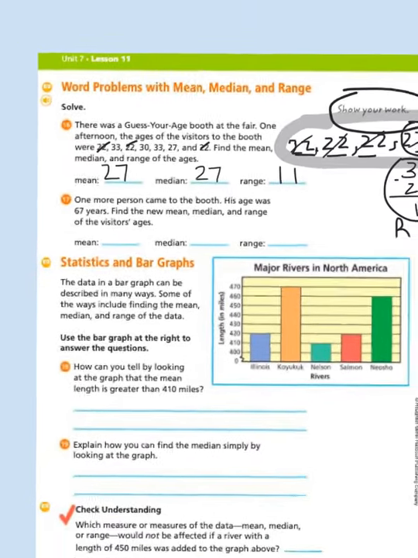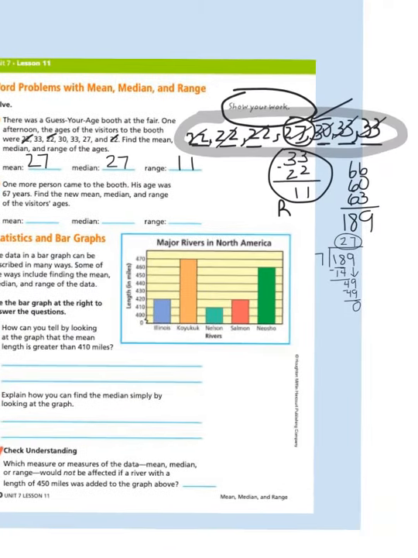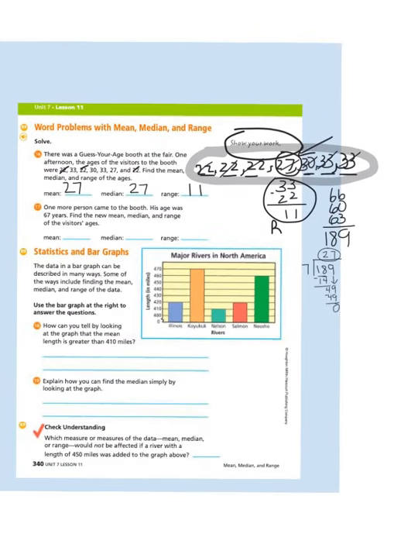So range, remember, the highest minus the lowest, and median is the middle number, and then mean is when you add them all up, and then you divide by the total number of addends, or the numbers of digits that they gave you there.